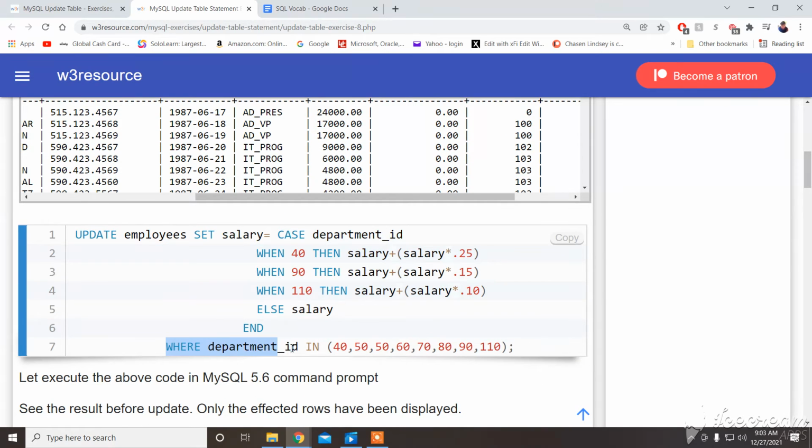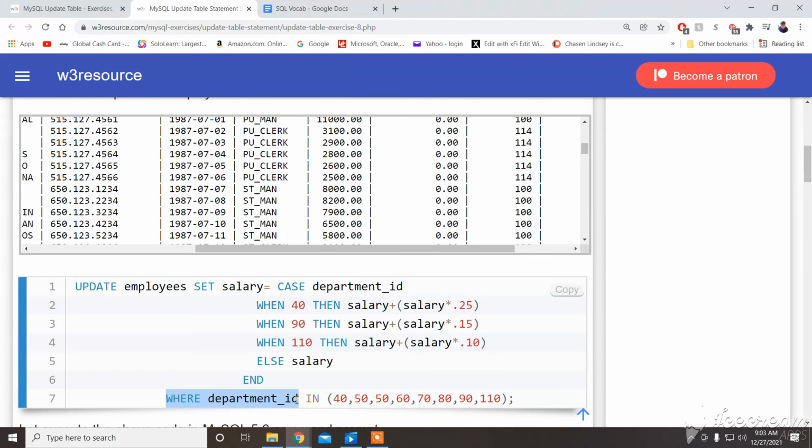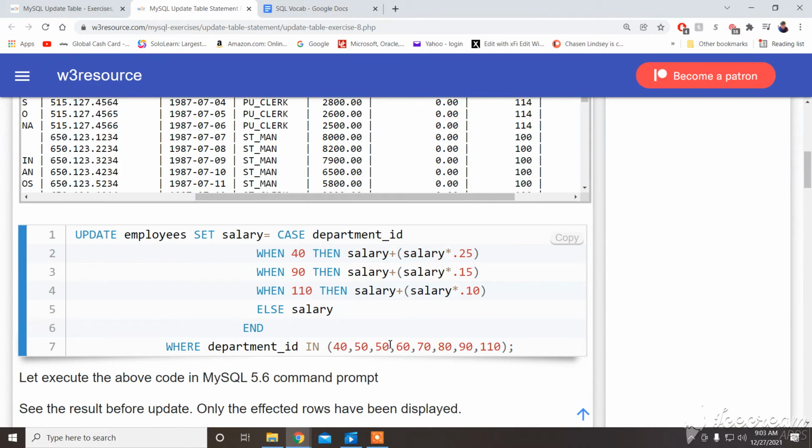And we want to do this to departments 40, 50, 60, 70, 80, 110. We're department ID, in parentheses, 40, 50, blah, blah, blah. So we're going to do all this to these things. Where department in just means do it to this.